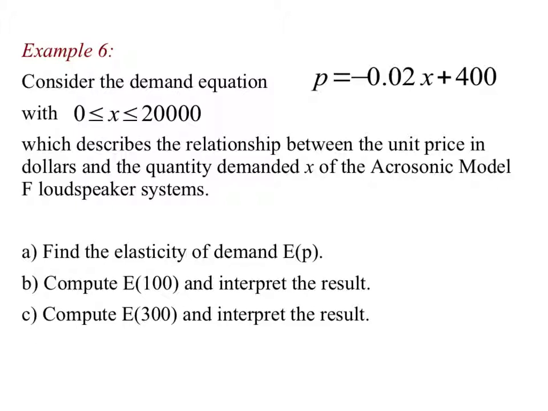So I just threw a lot at you. It might help to see an example and put this stuff in context. So, example 6, which of course is part of the video series we've been doing on marginal analysis. We're asked to consider the demand equation p equals negative 0.02x plus 400, and our domain for x is 0 to 20,000.